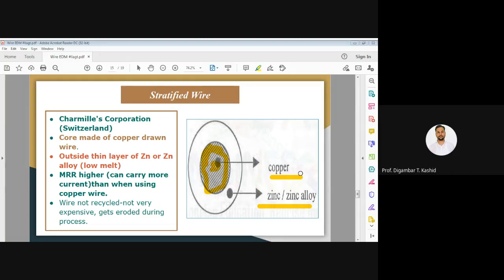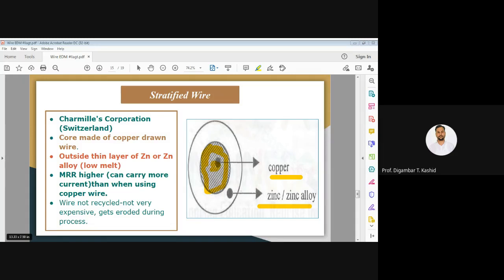To avoid that wire breakage, this kind of stratified wire is used, where one wire is the core, like you can see in this figure. The outer layer of the same wire is made of a thin layer of zinc or zinc alloy. The melting point of zinc is much less than the melting point of copper. So this is called stratified wire.